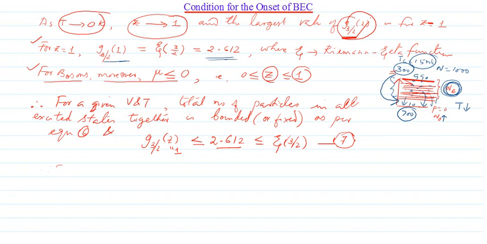further we can see that since mu is less than or equal to 0 for bosons, or the value of Z, the fugacity, is between 0 and 1 for a bosonic system, for a given volume and temperature, the total number of particles in all excited states together is bounded or fixed, okay, because of this particular condition, because of the converging of the G3 by 2 of Z value.